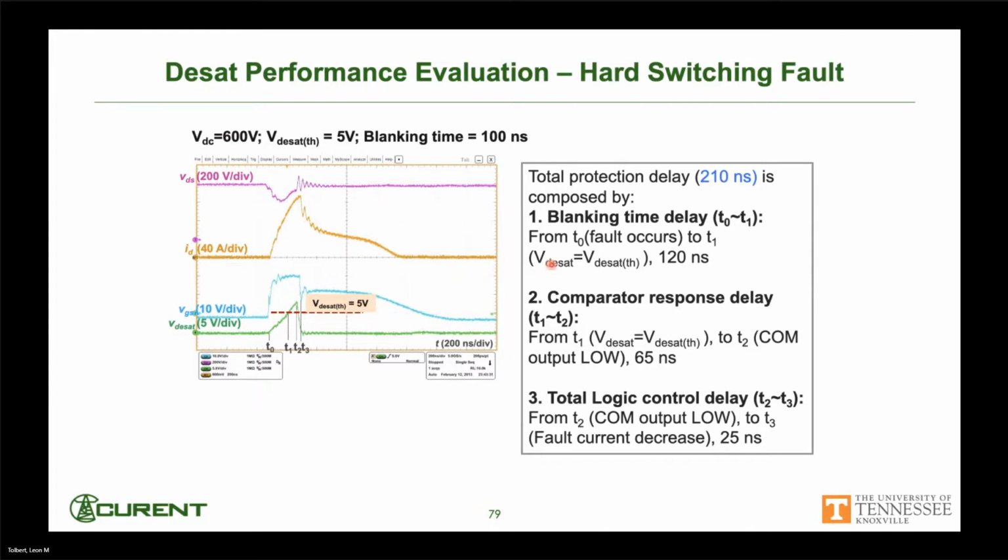And so we were able to, with a DSAT, have about a 210 nanosecond delay. And that 210 nanosecond delay involves several things. There's a blanking time. This blanking time was put in basically to make sure it's not just noise, that we did really have something. So we have that blanking time in there. Then we have that comparator response to say, okay, yes, we've exceeded, and we have some delay in our logic signals.